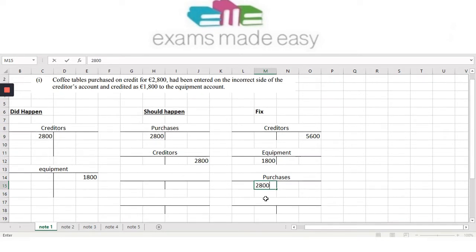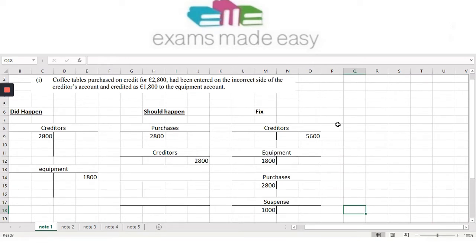And then finally, for the suspense, we look at the sides and we find out which side needs the suspense. So we've 5,600 on this side at the moment. We have 4,600 on this side at the moment. The suspense to make things balance would be €1,000.